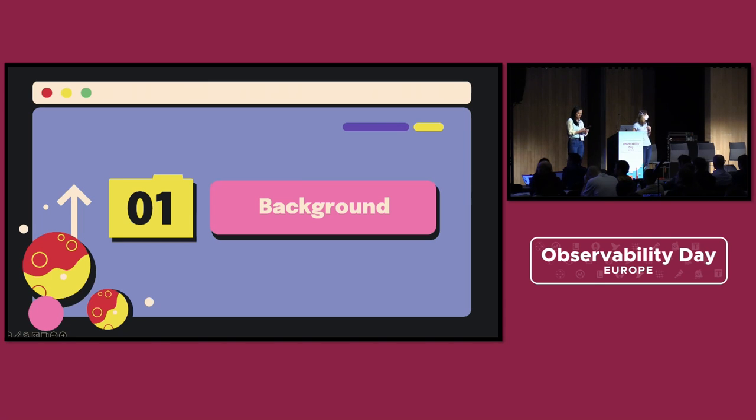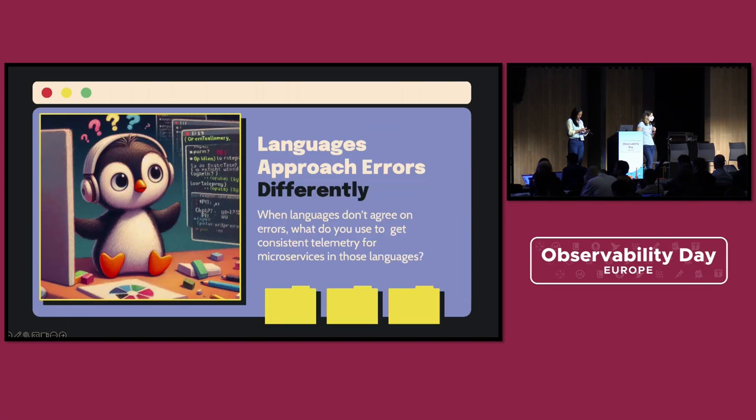Yes. Before we talk about all this lovely stuff, let's do a little bit of background. So here's the deal. It so happens that different languages approach errors and exceptions in different ways. For example, Go doesn't really have the concept of exceptions. But then languages like Java and Python have mechanisms for catching and throwing exceptions, which is awesome.